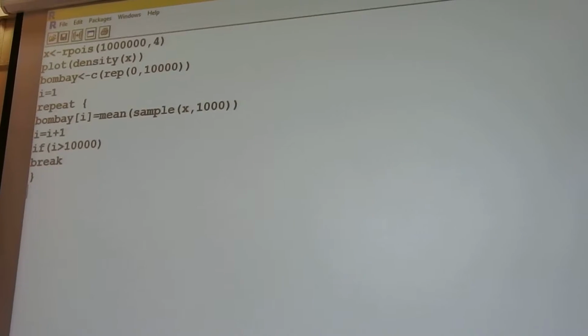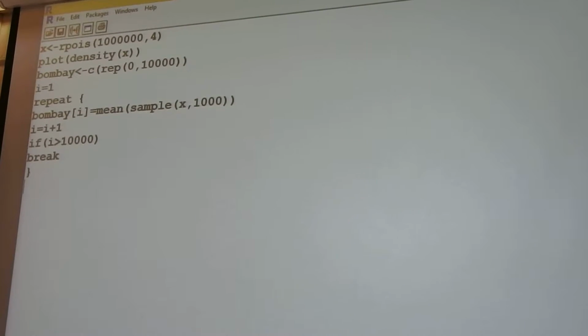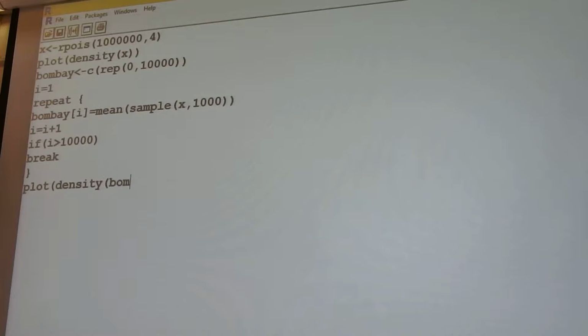So I do this 10,000 times, and this has now taken 10,000 samples and computed their means. Now let me plot the density of Bombay. Okay?